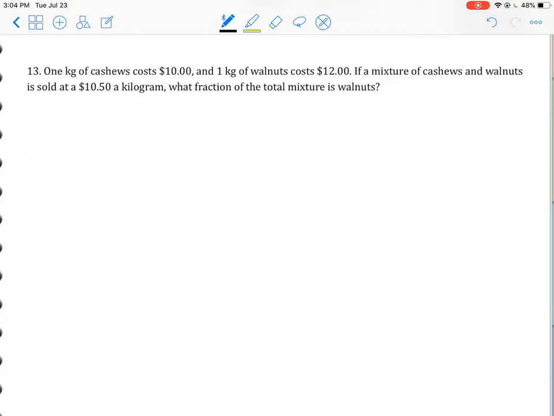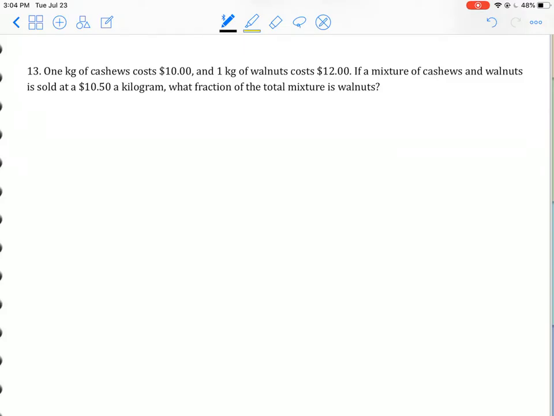Hello there. We have made it to the last problem on page 33. So again, if you want to skip this one, that's perfectly fine. It is a very tough problem to understand, but if you're interested, let's check it out.